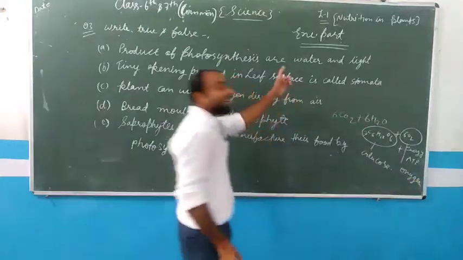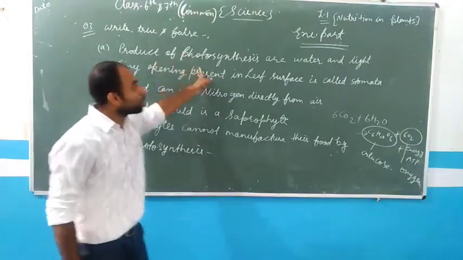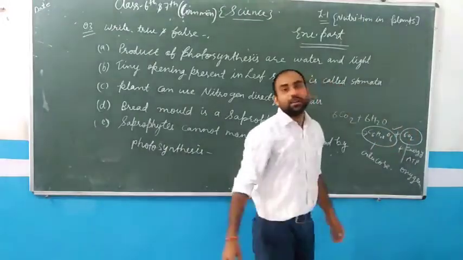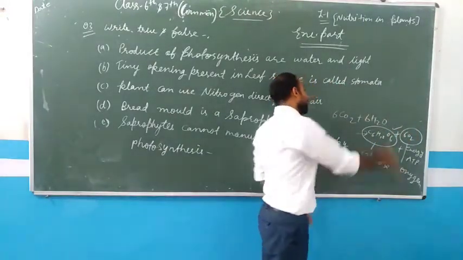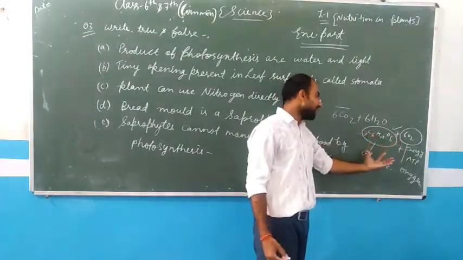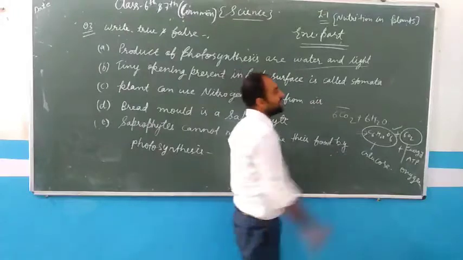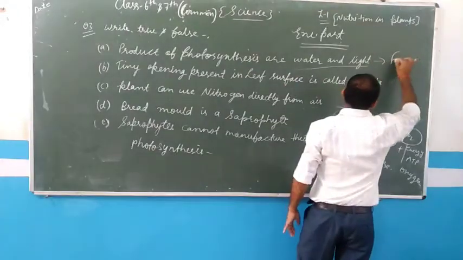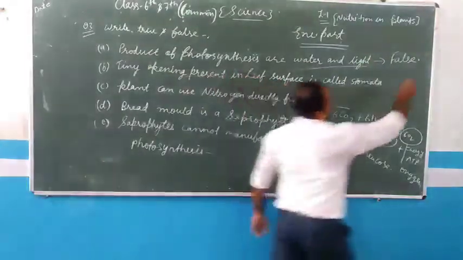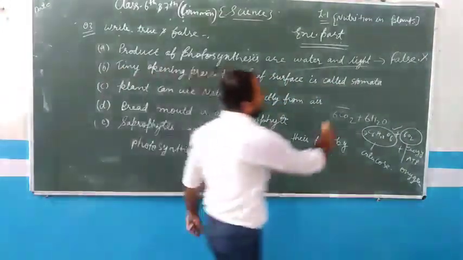So is it true or false that the products of photosynthesis are water and light? The right-hand portion is called the products, and the left-hand portion is called the reactants. On the right side, glucose and oxygen are there, water and light are not. So the given statement is false. Clear? So the first one is false. Let us move on to our second question.